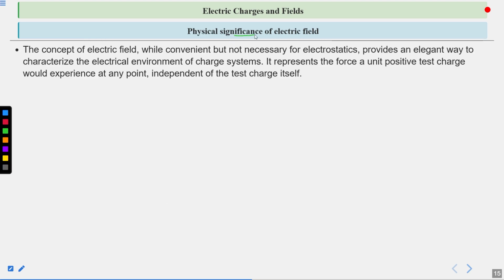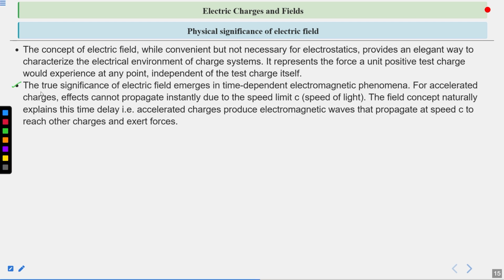Physical significance of electric field. First, the concept of electric field, while convenient but not necessary for electrostatics, provides an elegant way to characterize the electrical environment of charge systems. It represents the force a unit positive test charge would experience at any point, and it is independent of the test charge itself. It is an important point: E is independent of the test charge itself.